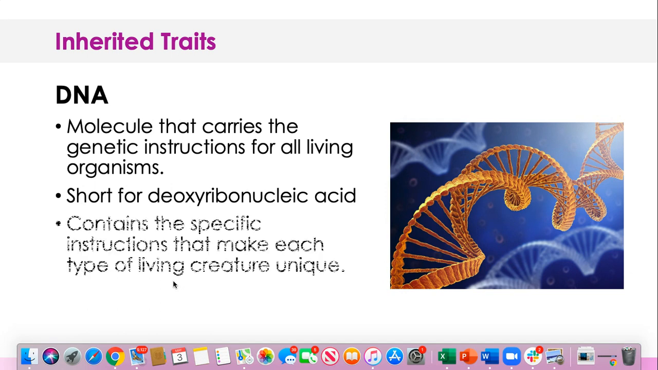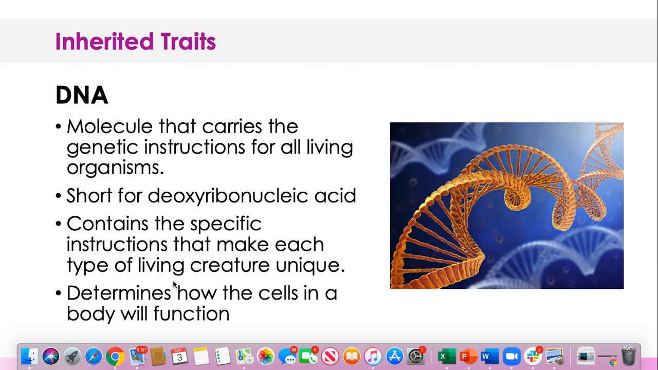Now let's talk about DNA. DNA is a molecule that carries the genetic instructions for all living things. It's basically like the control center, so it tells them everything they need to do. It's short for deoxyribonucleic acid, and it contains the specific instructions that make each type of living creature unique. It also determines how the cells in the body will function.